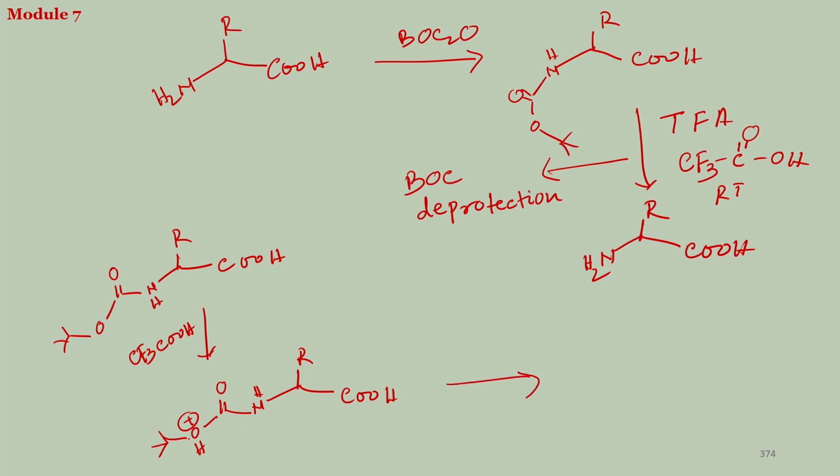Once this is formed, the reason why the tertiary butyl group is used is because tertiary carbocations are pretty stable. So, once this is protonated, it will be attracting the electrons, and it will give you the formation of a tertiary carbocation plus R COOH, you have NH CO and the OH.